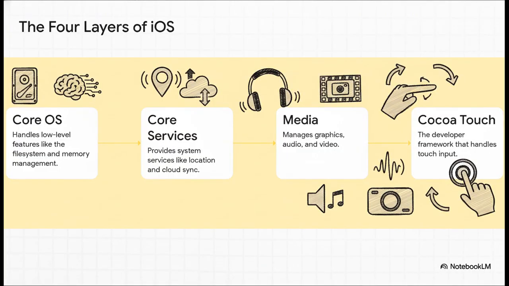The whole system is built in 4 distinct layers. Think of it like a building. Way down in the basement, you've got the core OS, which handles all the fundamentals like memory and the file system. Move up a floor, you have core services, then the media layer, and right at the top on the penthouse level is Cocoa Touch. That's the part that understands all your taps and swipes on the screen.